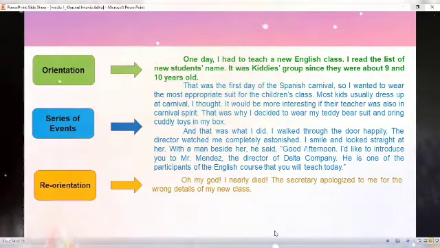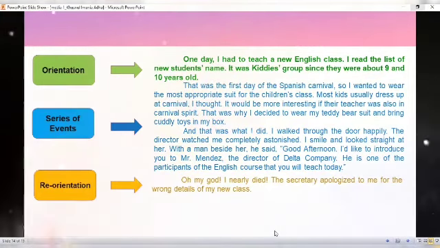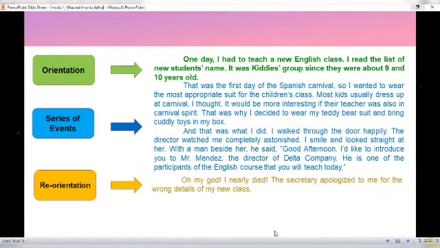Okay, class. That is how to analyze the recount text. Can you?